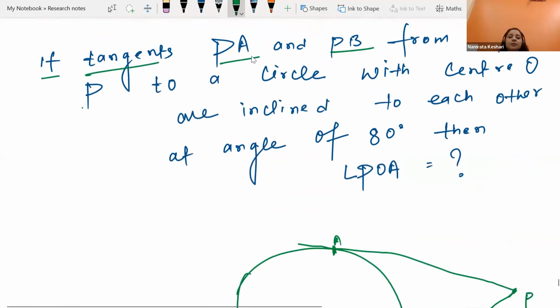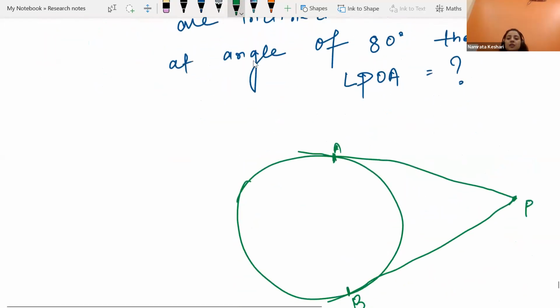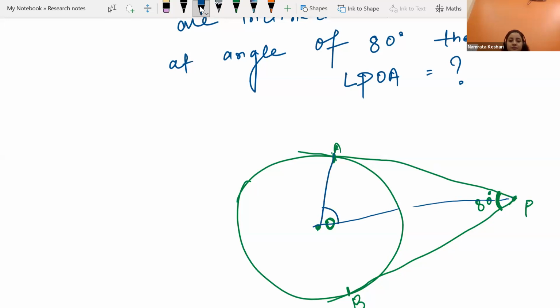PA and PB from a point P to the circle, these two are tangents with center O, inclined to each other at an angle of 80 degrees. Center is O, that is also mentioned over here. Then angle POA, this angle we need to find. How can we find it? Any idea?